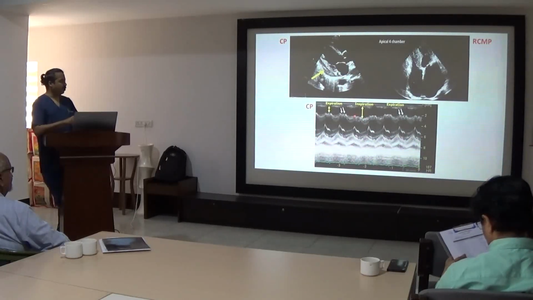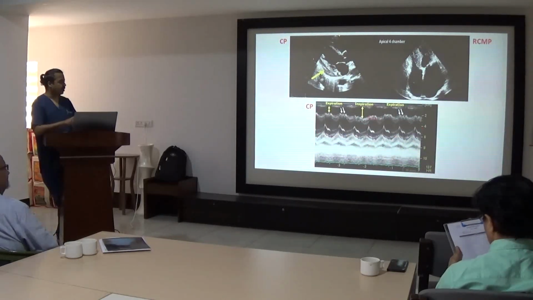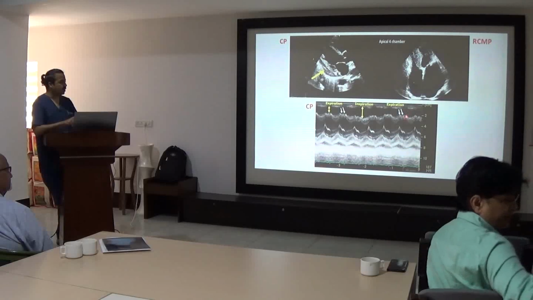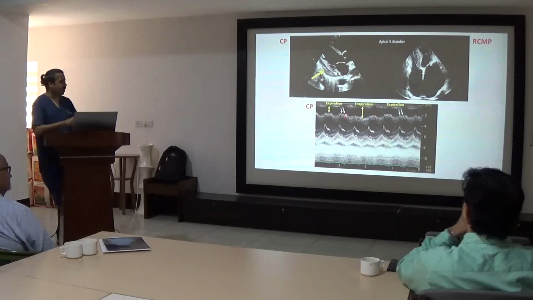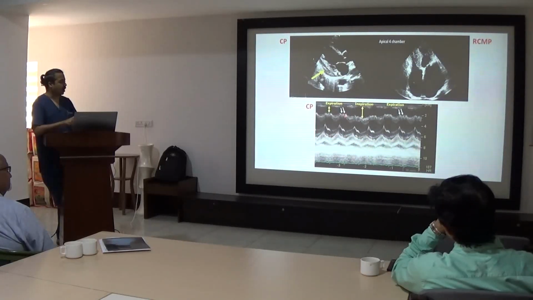If we apply M mode to this, this is RV, this is LV side. During inspiration, the septum moves towards LV, and during expiration, the septum moves towards RV. If you look at a normal echo, a smooth wavy line will be seen, versus multiple bounces seen in this. These are septal bounces, which are seen typically during expiration or early part of expiration.